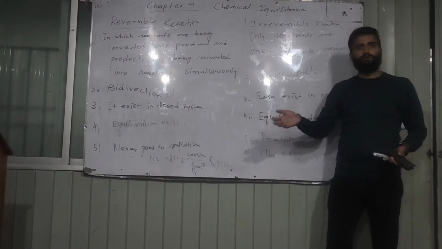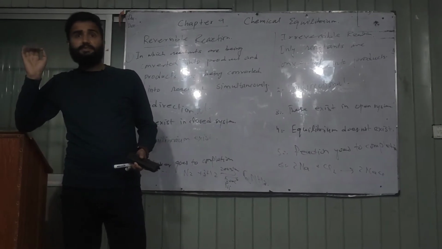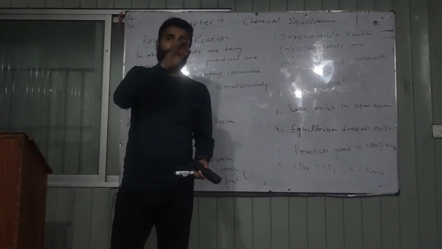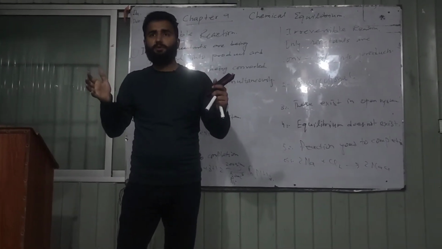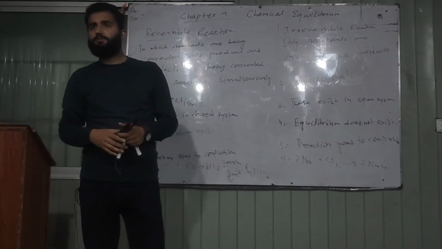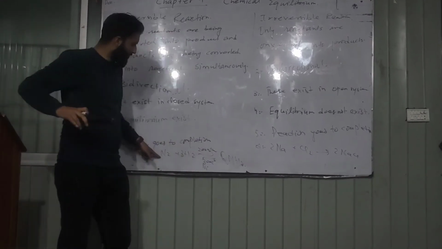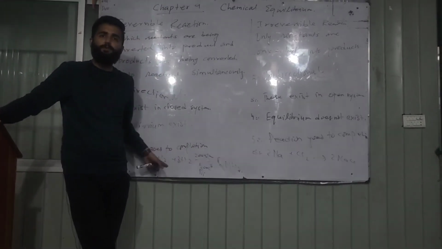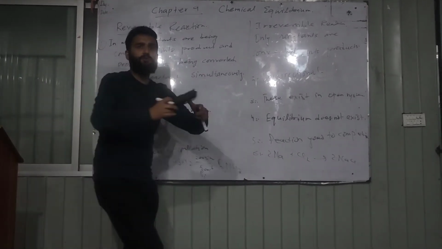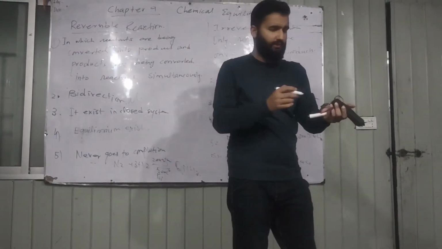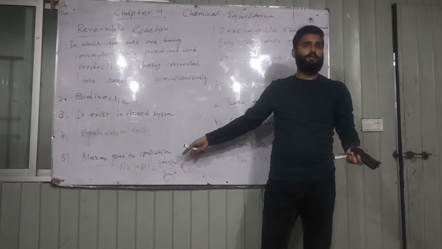Clear? So you should be clear that reversible reactions go in the forward direction as well as in the backward direction without changing the condition of the system. For example, if you have nitrogen and hydrogen and you react them with each other, ammonia will be formed. Later on, when ammonia has enough concentration, it will collide with itself and convert into nitrogen and hydrogen.